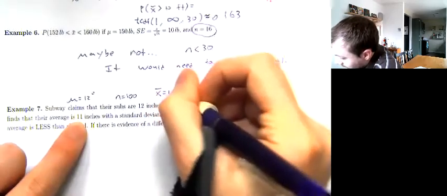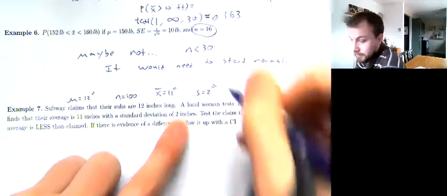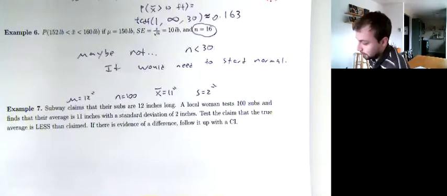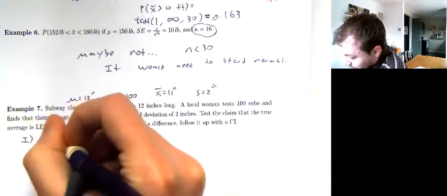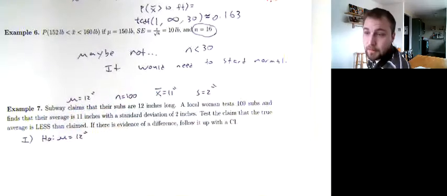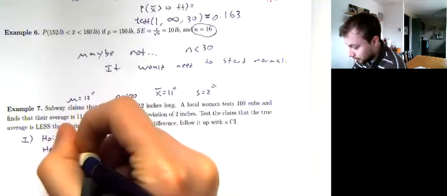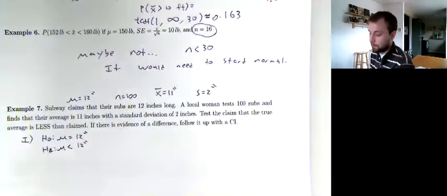The symbol for sample average is X bar. This is a sample standard deviation. Sample standard deviation symbol is S. Test the claim that the true average is less than claimed. If there's evidence, follow it up with a confidence interval. Okay. So I'm going to go through the 4-step process here. First step, null hypothesis. It's claimed that subs are 12 inches. If they're not 12 inches, I think they could be less than 12 inches on average.